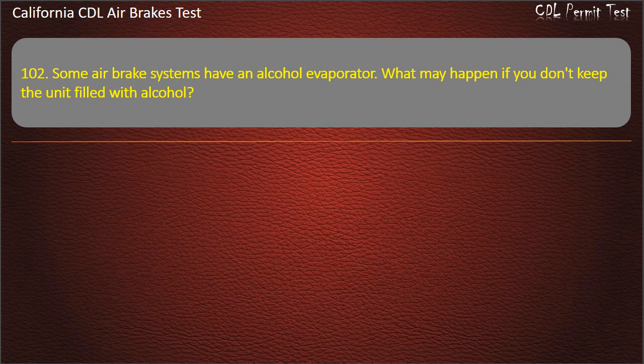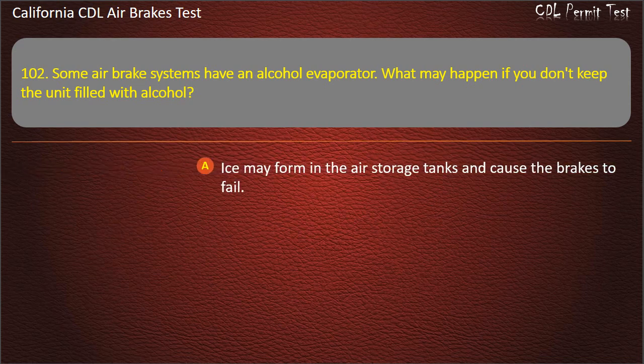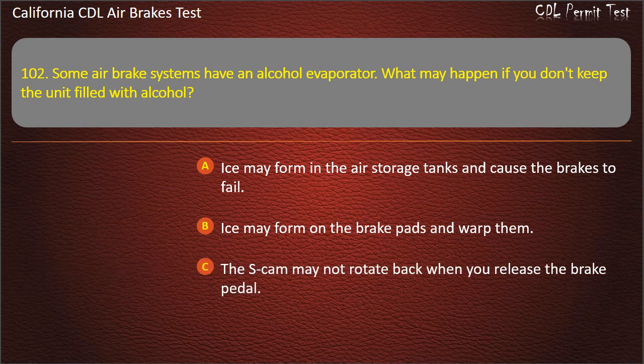Question 102. Some air brake systems have an alcohol evaporator. What may happen if you don't keep the unit filled with alcohol? Ice may form in the air storage tanks and cause the brakes to fail. Ice may form on the brake pads and warp them. The S-cam may not rotate back when you release the brake. Answer. Ice may form in the air storage tanks and cause the brakes to fail.